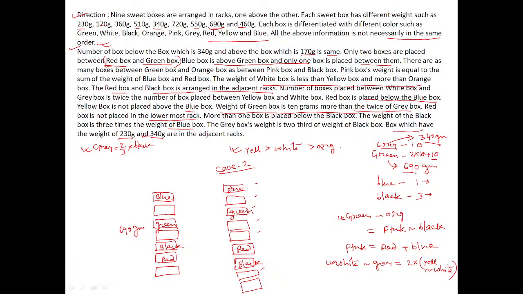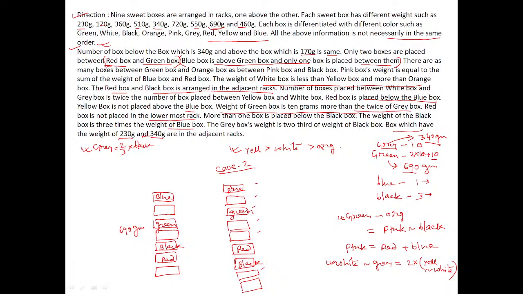Number of boxes below the box 340 and above the box 170 is same. Only two boxes are placed between red and green box. Okay, this is satisfied. Blue box is above green box. Only one box between them. This is also done, right? There are as many boxes between green and orange box as between pink and black box. Pink box weight is equal to the sum of blue and red box.